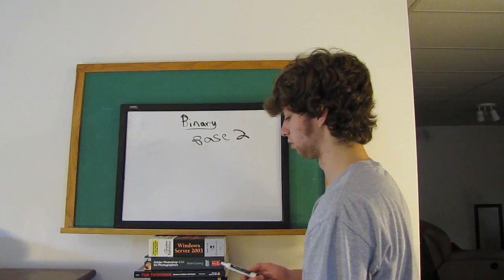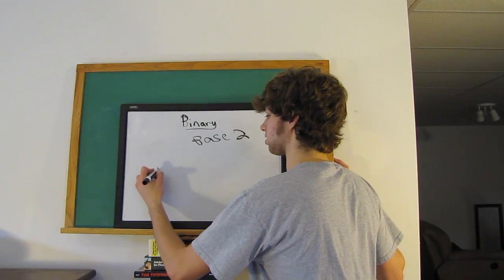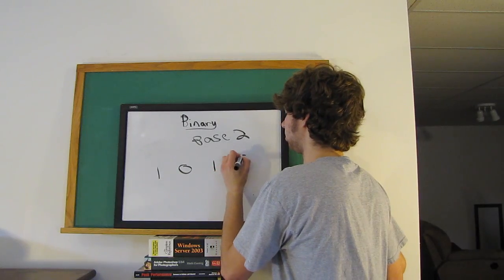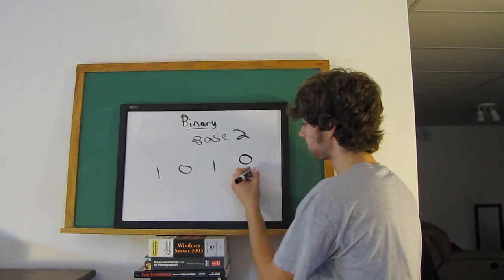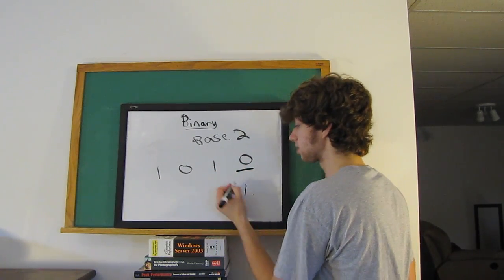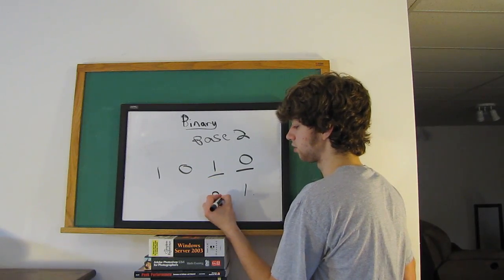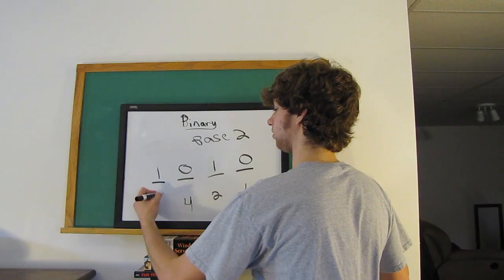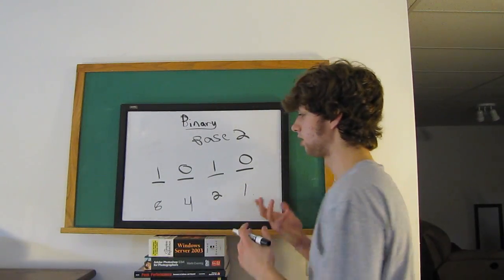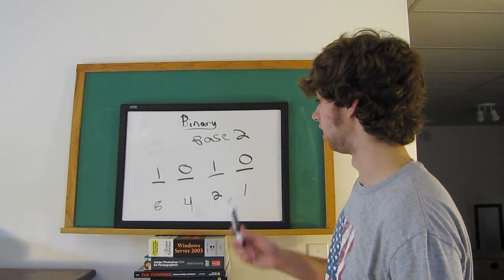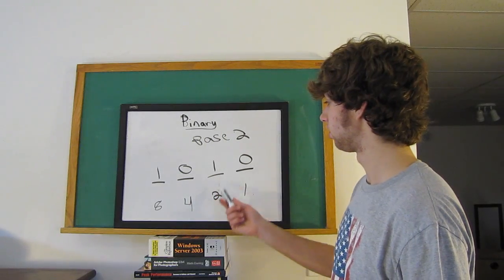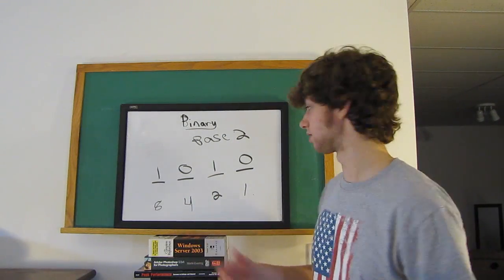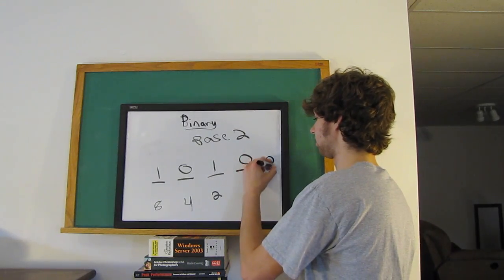So let me make that a little clearer because that was kind of smashed up. So if we have 1, 0, 1, 0. Well, this is the ones place. This is the twos place. 4, 8. So what number is this? Well, we have 2 and we have 8. So the answer is 10.